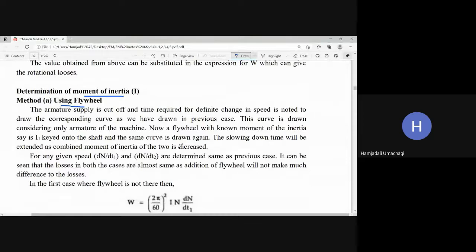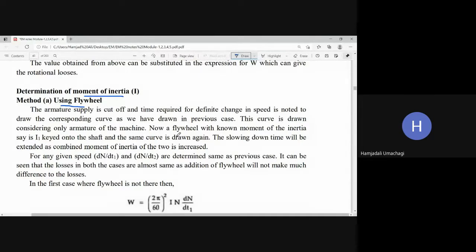So earlier, it may take some 4 seconds, considering the armature alone, to slow down the speed of the machine. But now, after adding one more flywheel with moment of inertia I1, it is going to take more time to stop the machine. So from 4 seconds, it may go up to 6 seconds.